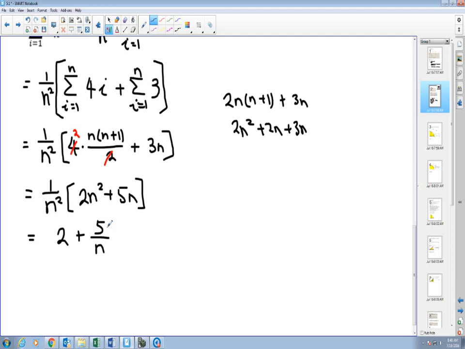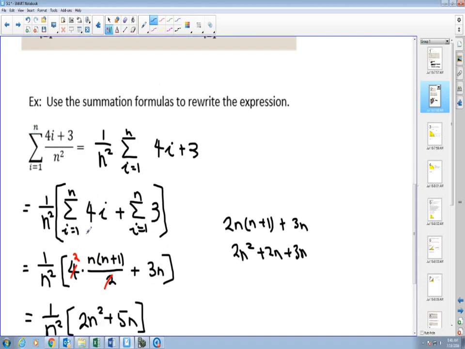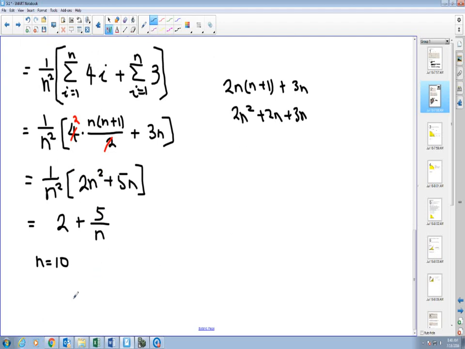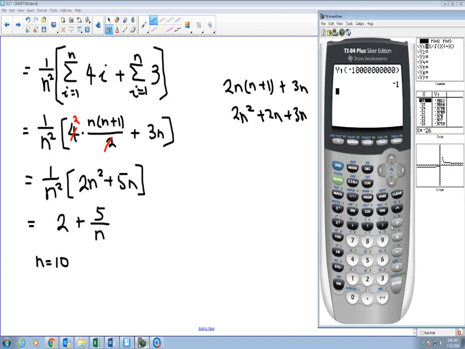Alright, so quickly here, I'm gonna do some evaluating. So let's say n is 10. If I want to add up from 1 to 10, I'm going to just use a basic calculator. I'm going to say 2 plus, you know what, I'm going to put this in a parenthesis, 5 divided by 10. Alright, that gives me 2.5.